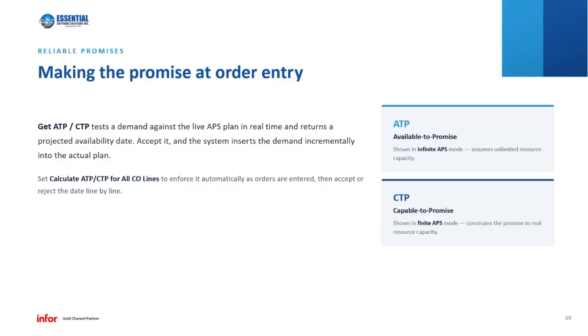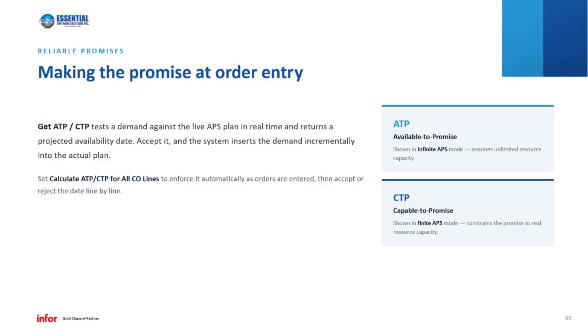You can run the calculation to get ATP or CTP on a line level. So you can run it for every order line, or you can run it at the header level to get a calculation across all lines. Whether or not you allow partial shipments will control whether or not the available to promise date that's calculated is the same for all lines, or if each line is calculated individually.